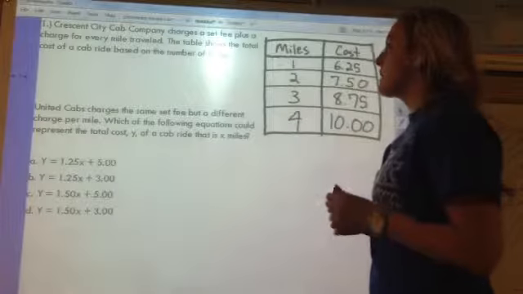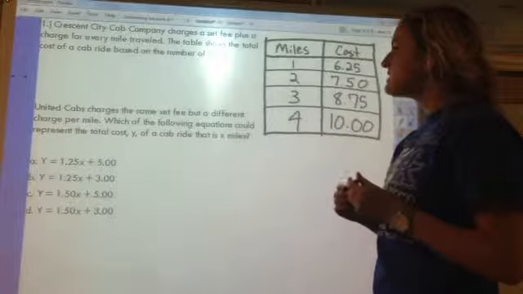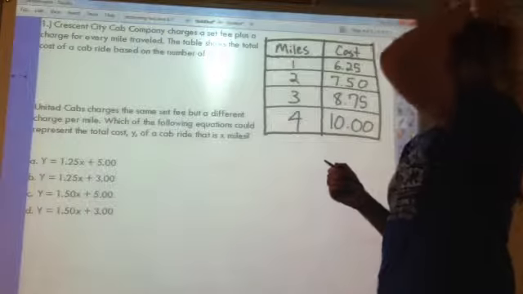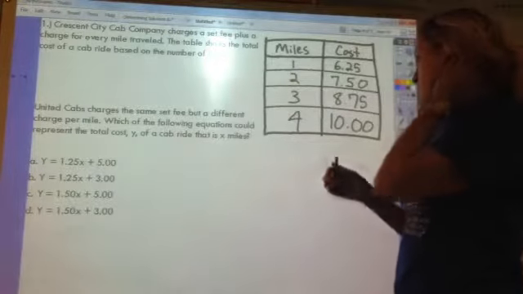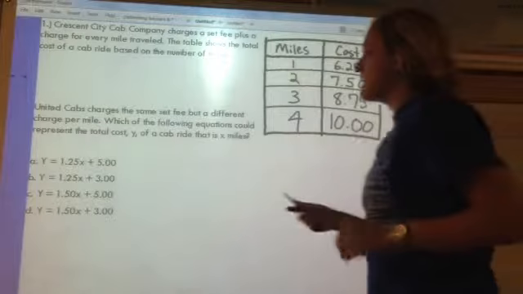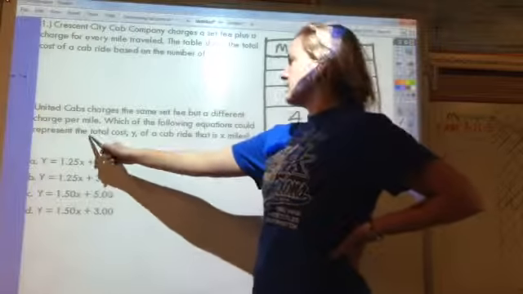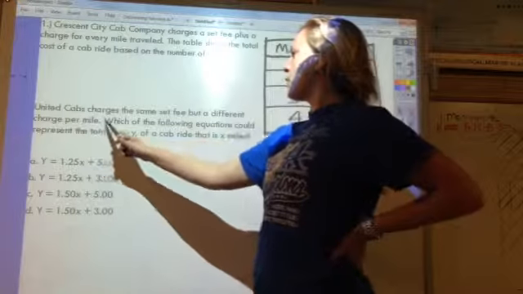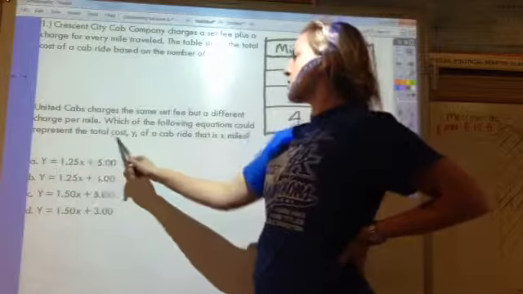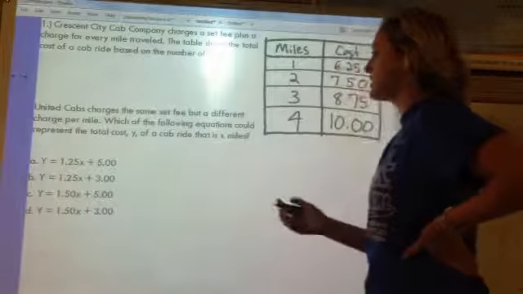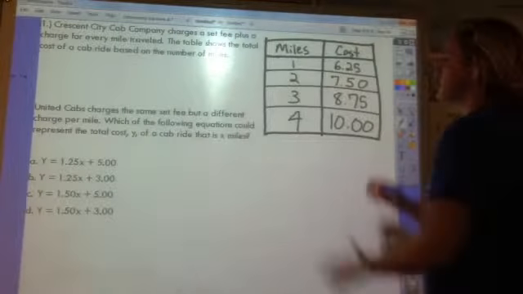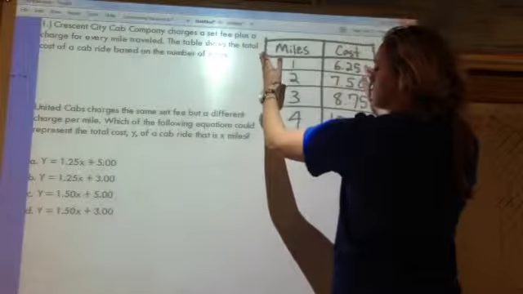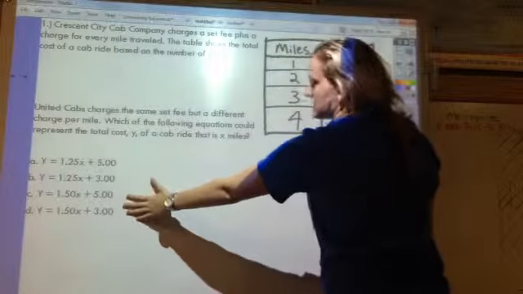The Crescent City Cab Company charges a setup fee plus a charge for every mile traveled. The table shows the total cost of a cab ride based on the number of miles. Alright, so if United Cabs charges the same setup fee but a different charge per mile, which of the following equations could represent the total cost y of a cab ride that is x miles? Well, what I need to figure out first, since this table is representing the Crescent City Cab Company, is what is the equation of this table? Because then I can compare it to my answer choices.